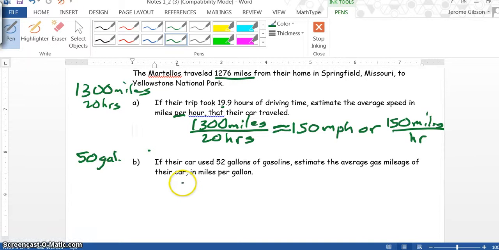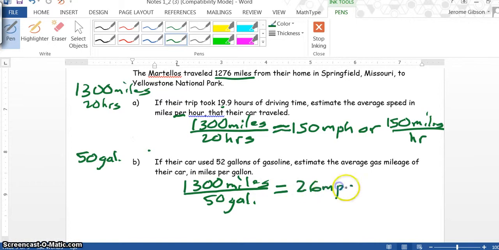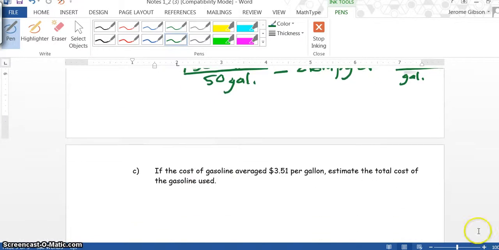Okay, so now we would take our 1,300 miles, because remember, we're doing miles per gallon, and we would divide it by our 50 gallons. Now when we divide this, we would end up with 26 miles per gallon, mpg, or you could write 26 miles per gallon. And remember, per means division. So now we scroll down here to C.